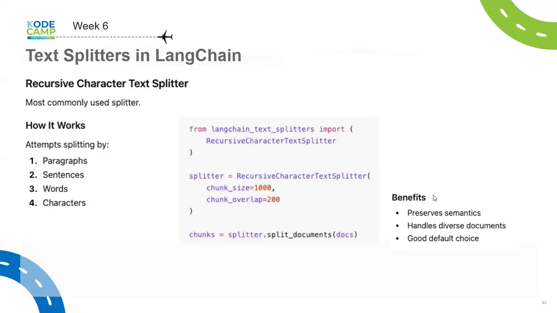So the benefit of using a recursive character text splitter is that it preserves semantics and it can handle documents of different types. So it's a good choice for you to use as a default because it can handle most documents easily without having too many challenges, right?